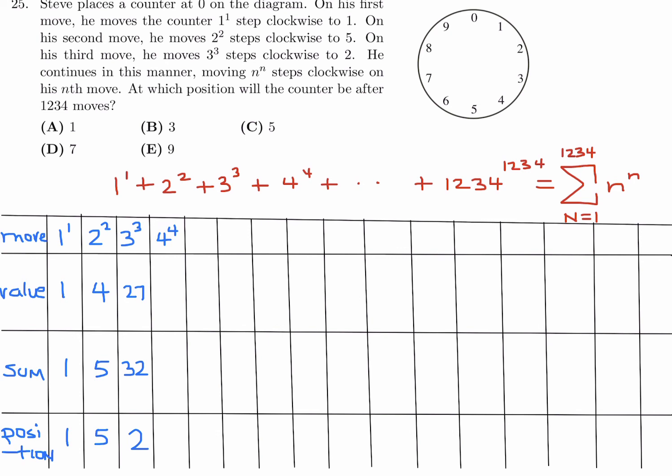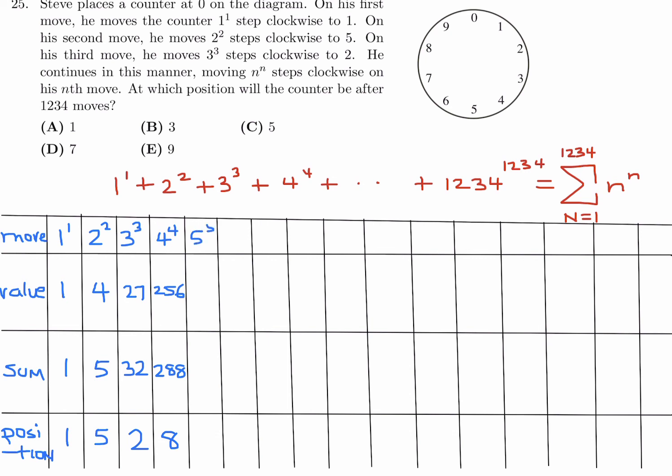Let's go 4 to the power of 4. Numbers will start to get a little big here. 256. Cumulative sum is 288. Position, remember, divide by 10 and get the remainder, and that's 8. Now, I'm hoping to see a pattern here, right? Because any kind of question like this, we're obviously not going to go till 1234 to the power of 1234. We want to see some sort of a pattern. If we can get it, we can extrapolate.